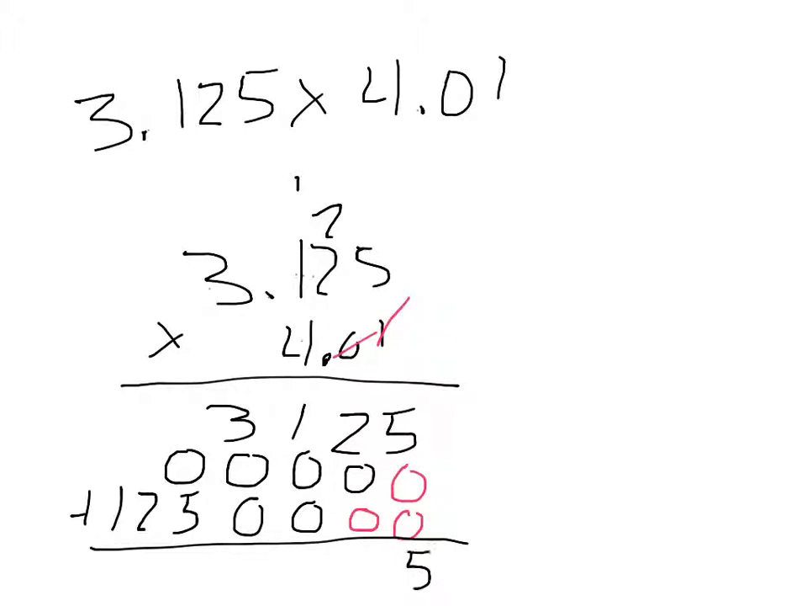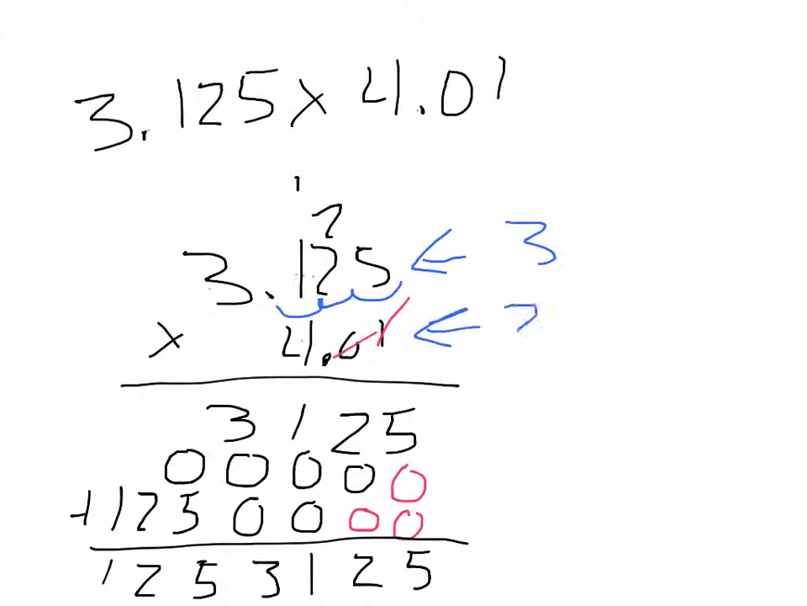5 and 2 zeros is 5. 2 and 2 zeros is 2. 1, 3, 5, 2, 1. Okay, and let's look at our decimals again. Okay, 3 values here. 1, 2, 3. 2 here. 1, 2, right? And 3 plus 2 is 5. So I'm going to need 5. So I got 1, 2, 3, 4, 5.